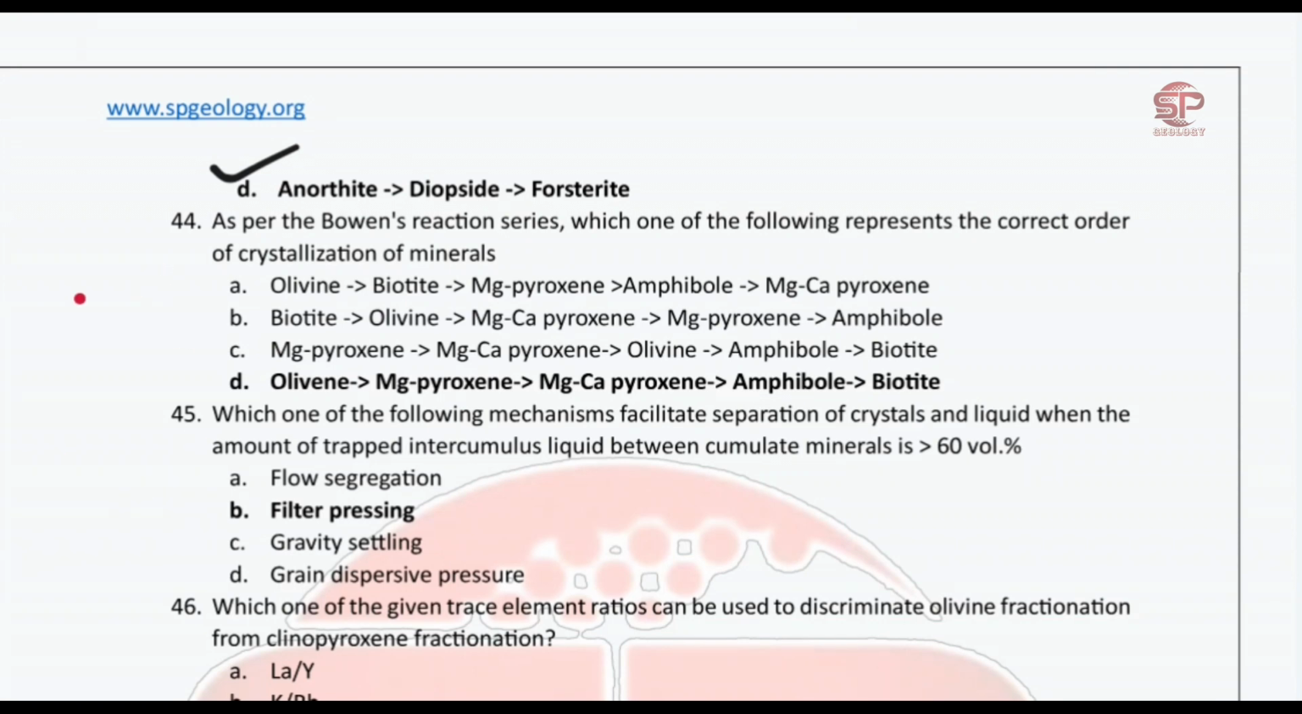Then this is one easy question. As per Bowen's reaction series, which of the following represents the correct order of crystallization? First olivine, then pyroxene, then amphibole, then biotite.